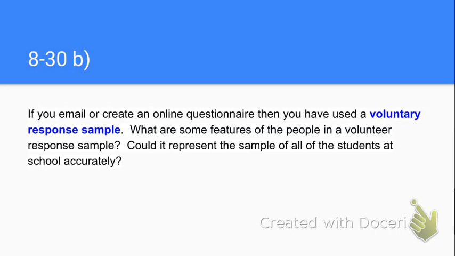Your voluntary response sample might be a group of people with a lot of time on their hands, and that's why they're willing to do it. In which case, all the busy people aren't taking it. Okay, so you're missing out in that way.